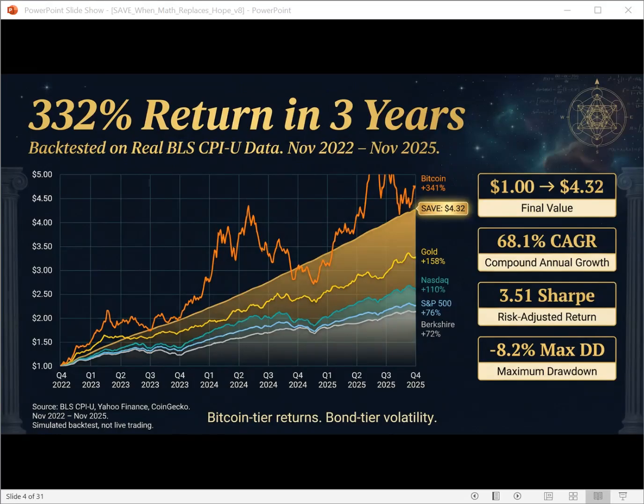Bitcoin gets you $900 more on a $10,000 investment, but you had to watch your $10,000 shrink to $3,500 first. Most people sell at the bottom. SAVE never asks you to endure that.